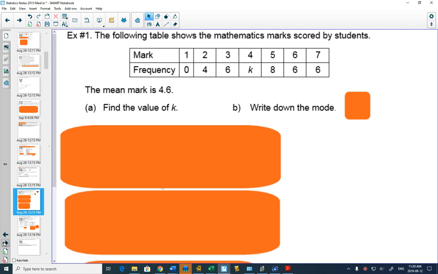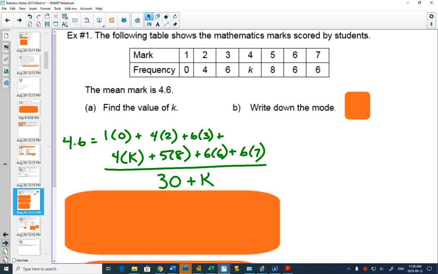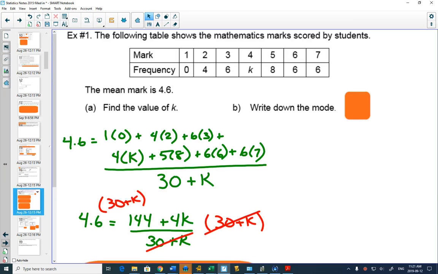With your setup here, first of all, we know the average is 4.6. The mark of 1 happens 0 times. The mark of 2 happens twice. The mark of 3 happens 6 times. The mark of 4 happens k times, all the way through. All these other numbers add up to 30, but you don't know what k is, so your total number is 30 plus k. If I add all those things on the top, I get 144 plus 4k. On the bottom, I still have 30 plus k. I have an equation with one variable to solve.